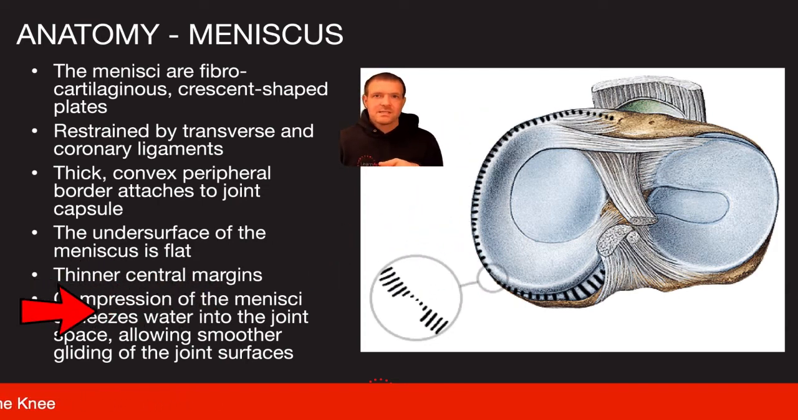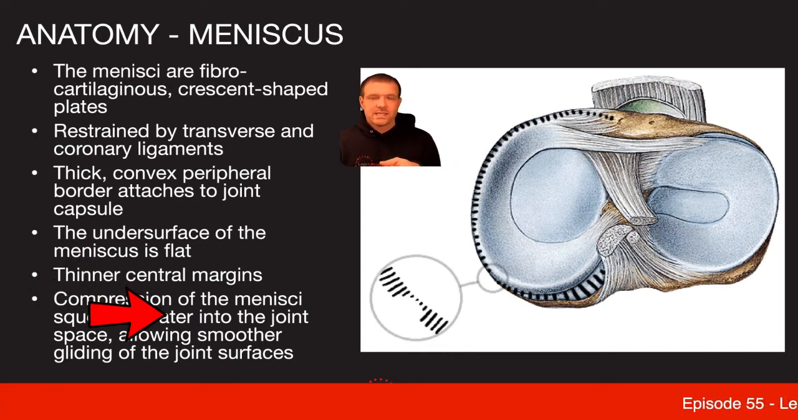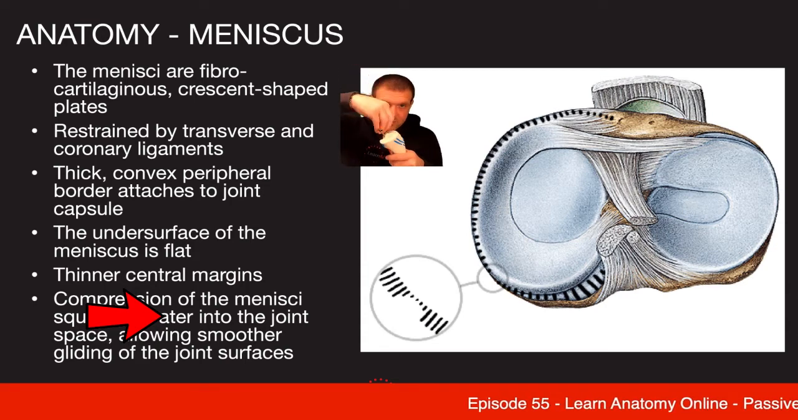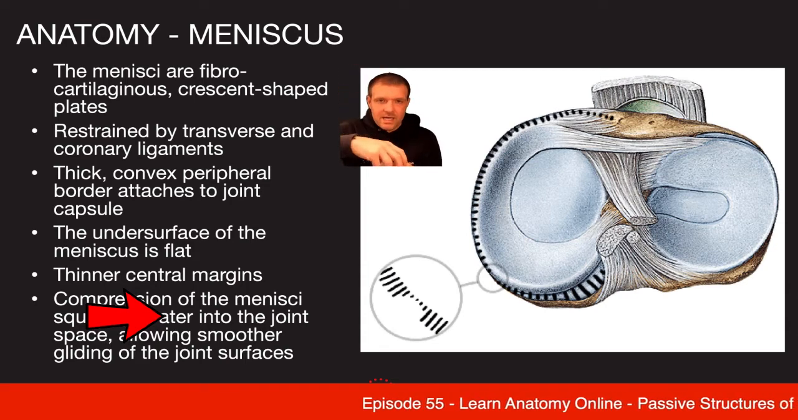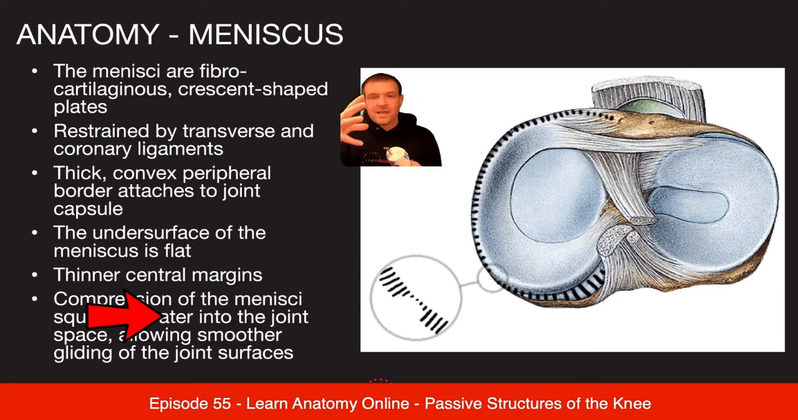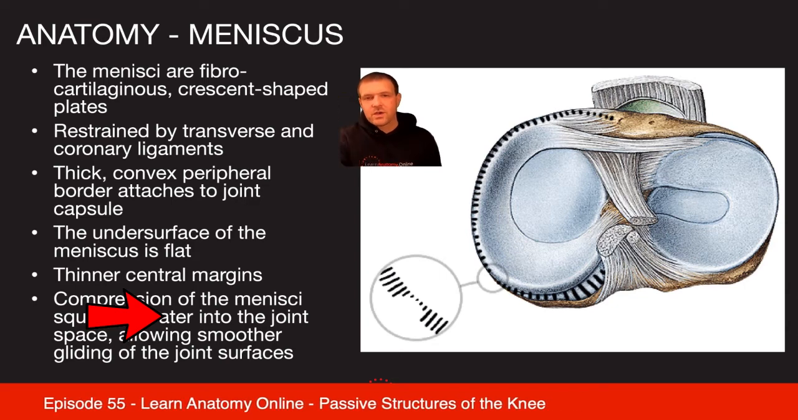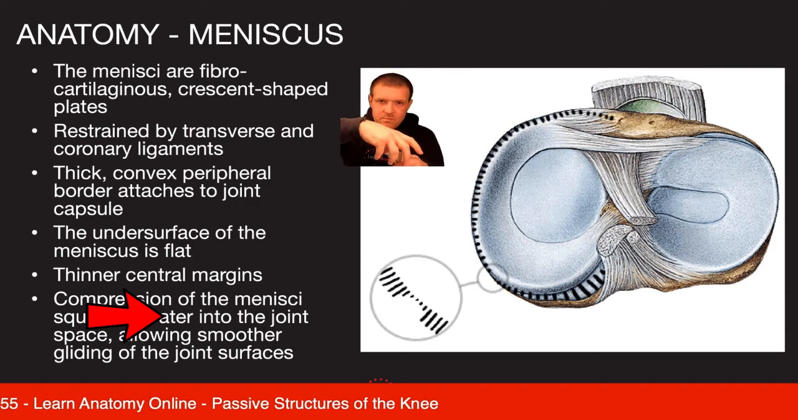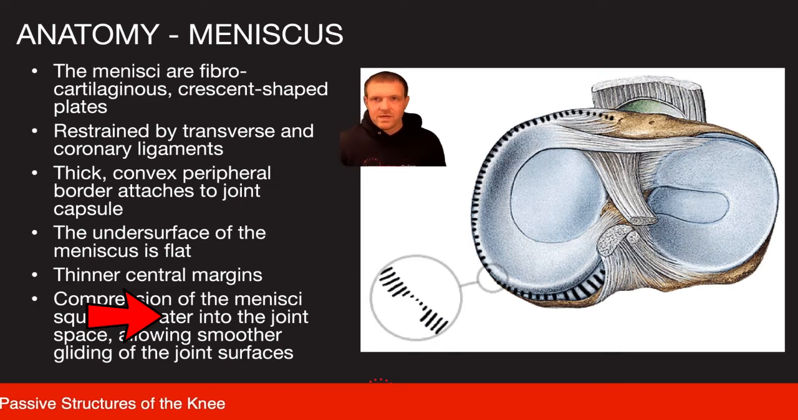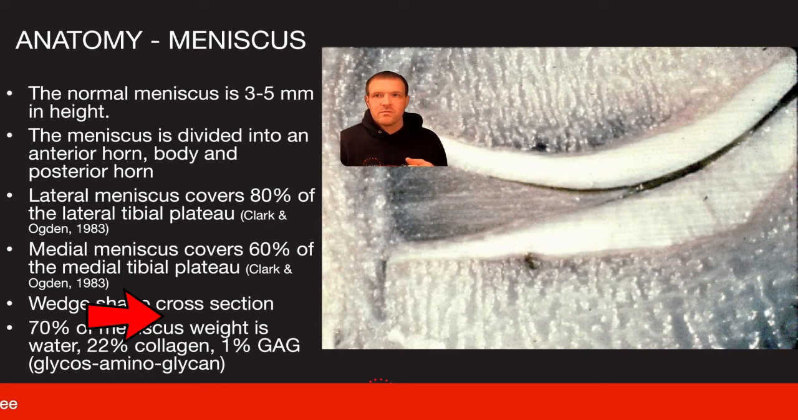Compression of the meniscus squeezes water into the joint space, allowing smoother gliding of the joint surfaces. Basically, the movement and the compression of those cartilaginous plates stimulate the production of synovial fluid. So as you put pressure through the knee, you lubricate the joint. So it's really important that we try and get that joint moving if it's not been moving for a while.